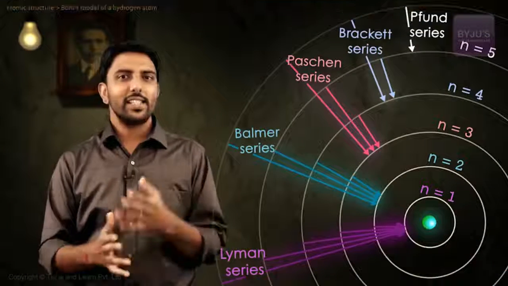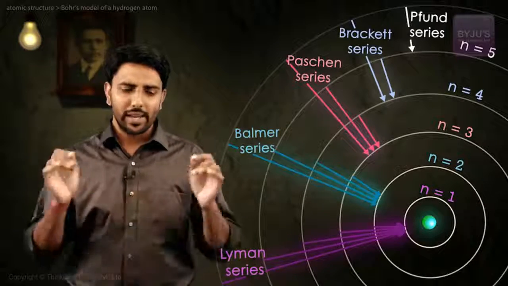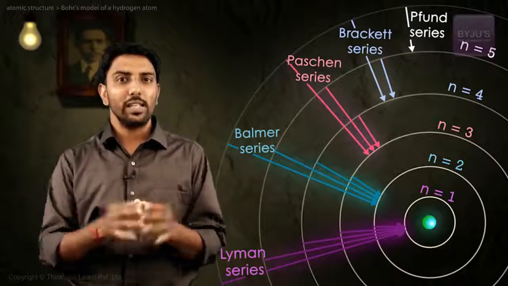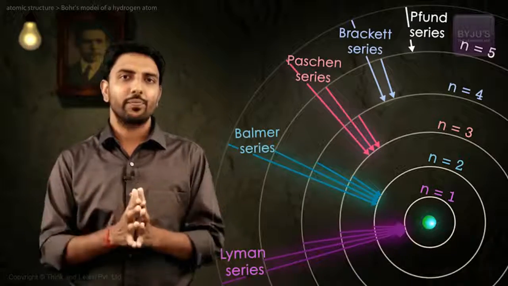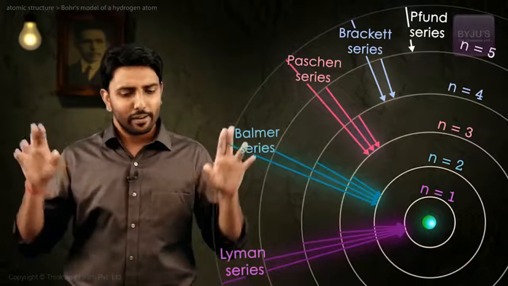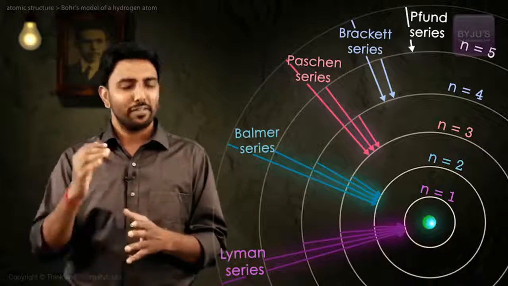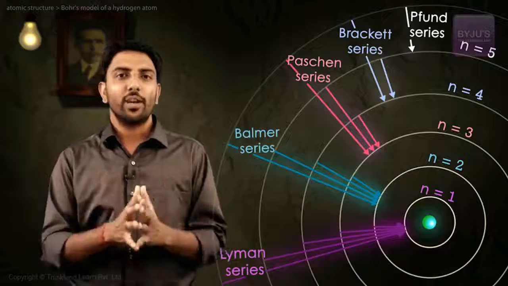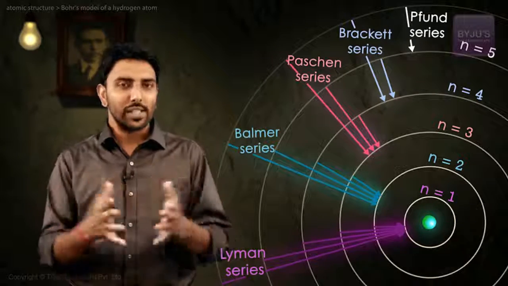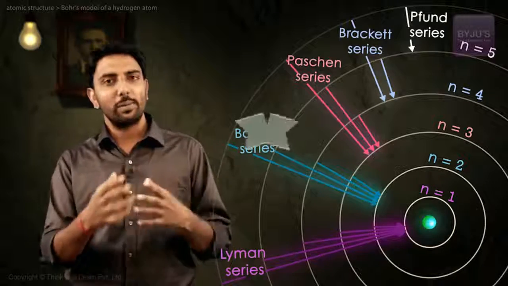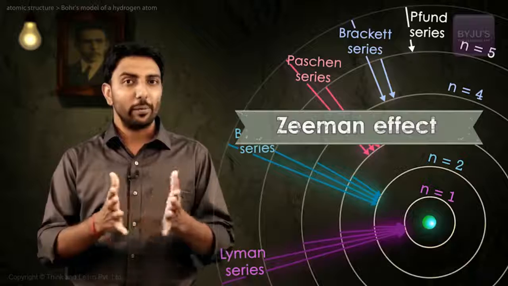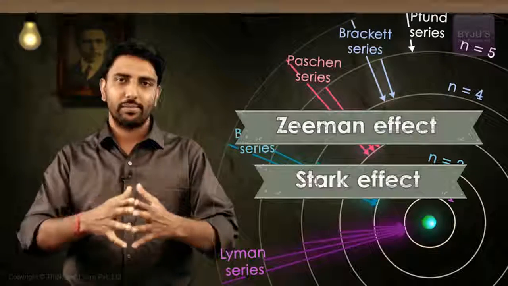As sophisticated spectroscopic instruments and techniques were developed, some spectral lines were seen to be split into finer lines. In other words, the Bohr model failed to explain finer details. Further, Bohr's theory was also unable to explain the splitting of spectral lines in the presence of magnetic field, which is sometimes referred to as Zeeman effect, or the electric field. The splitting there would be referred to as the Stark effect.